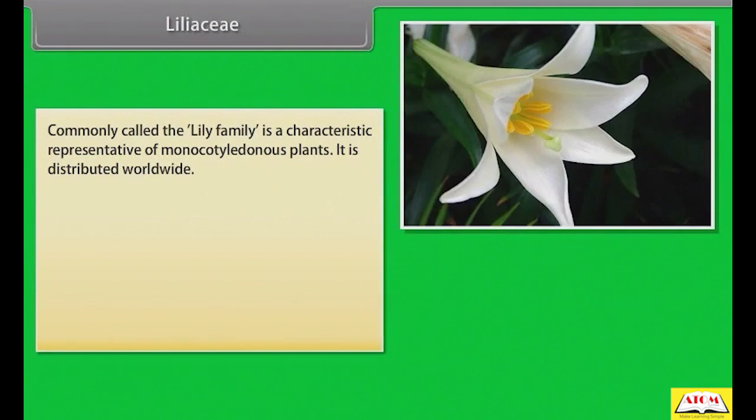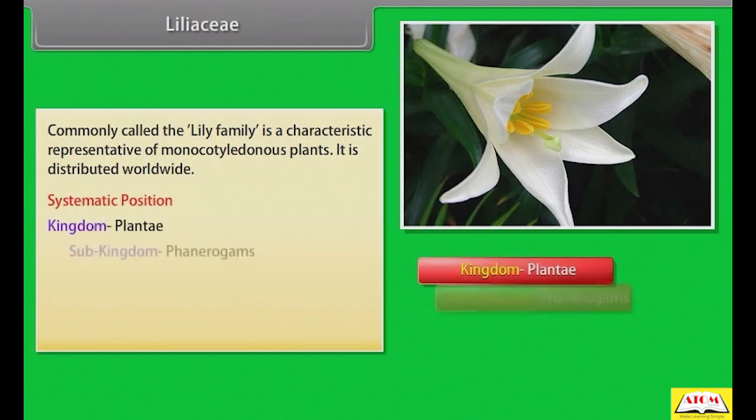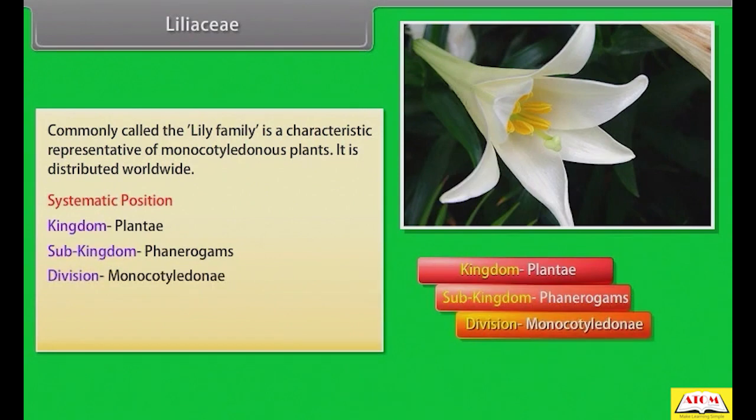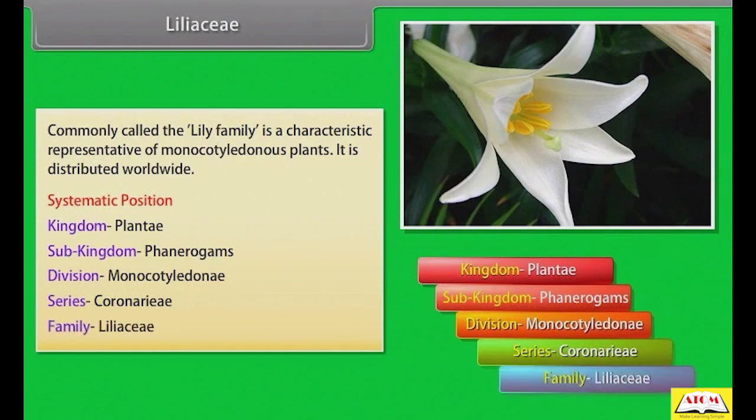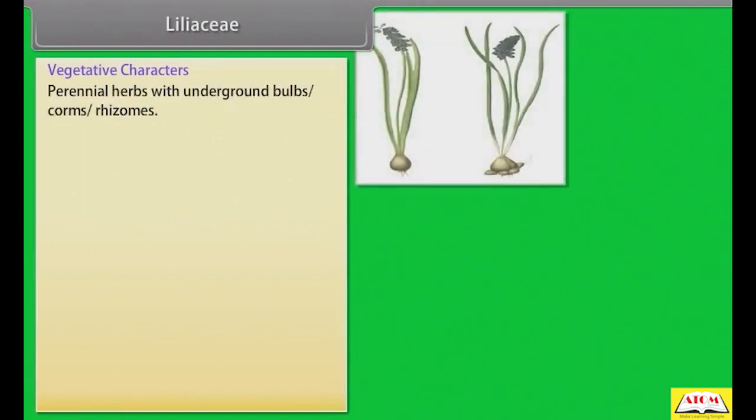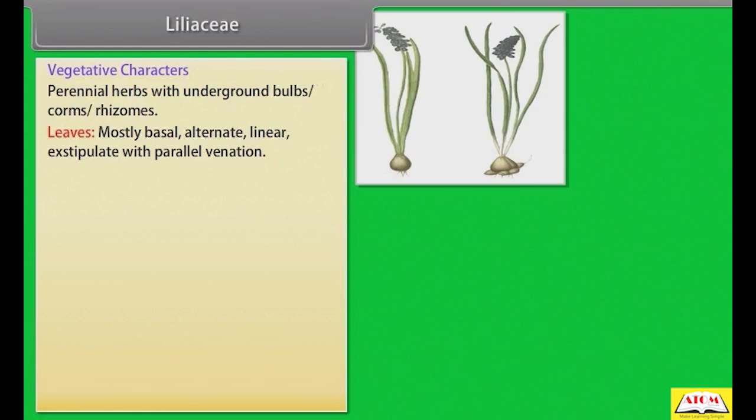Liliaceae, commonly called the lily family, is a characteristic representative of monocotyledonous plants. It is distributed worldwide. Systematic position: Kingdom Plantae, Subkingdom Phanerogamae, Division Monocotyledonae, Series Coronarieae, Family Liliaceae. Vegetative characters: perennial herbs with underground bulbs, corms, rhizomes, leaves mostly basal, alternate, linear, exstipulate with parallel venation.